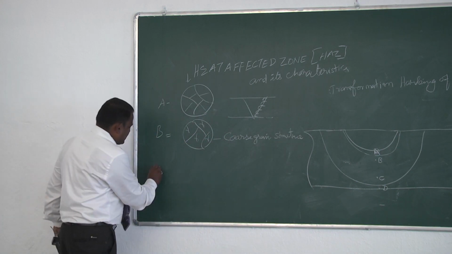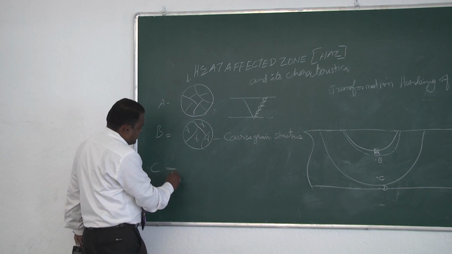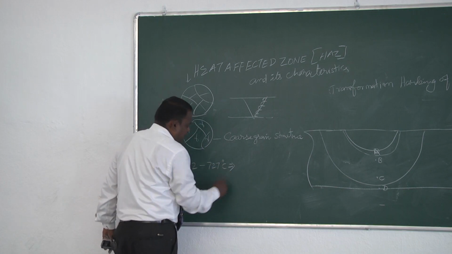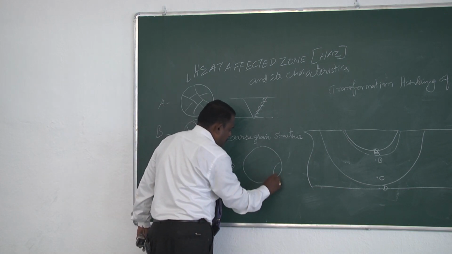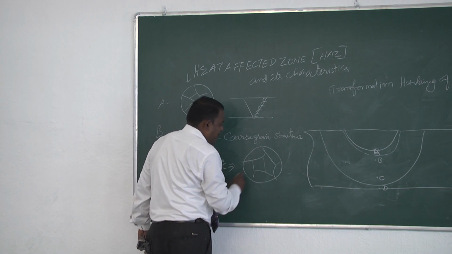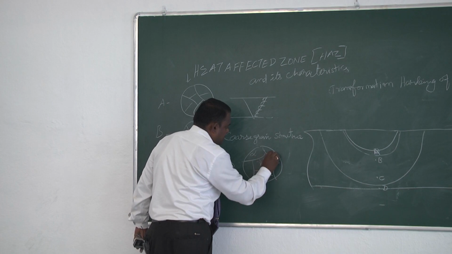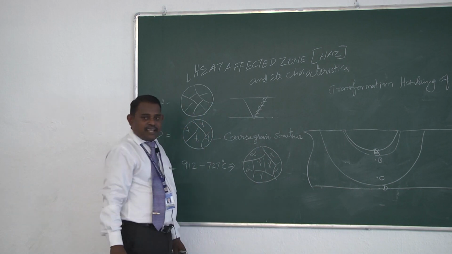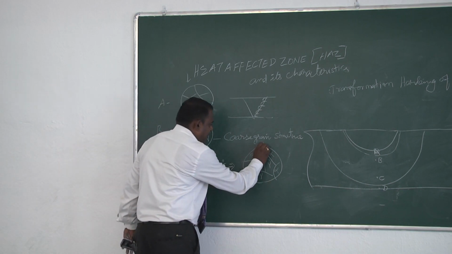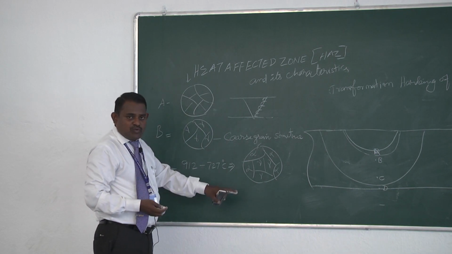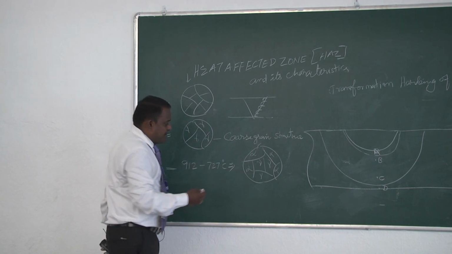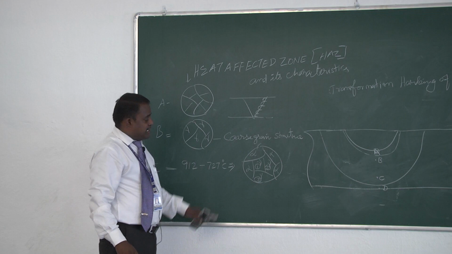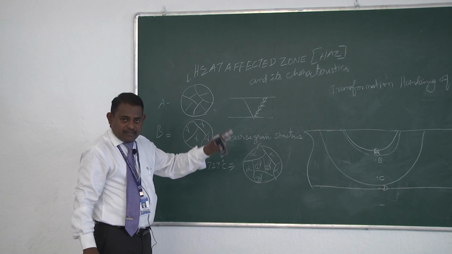While the location C is being subjected to the temperature range between 912 and 727 degrees Celsius, it will have a dual structure of alpha plus gamma. So we will have the structure like this. Now alpha has no other go; even when it comes down to room temperature, it will stay as alpha. But the gamma grains 1, 2, 3 will not stay as gamma even if it comes down to room temperature.